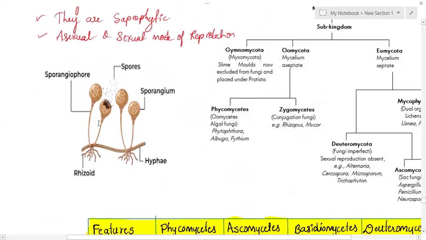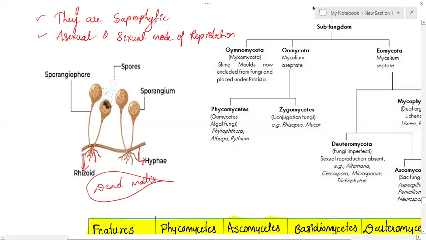And one more thing is there, the sporulation. Okay, so this is the hyphae. Can you see here? This is the hyphae, this is the rhizoid, where it will attach to the other organism. For example, here dead matter is there. Consider this is a leaf, a dead leaf. Okay, it will attach to the dead matter or dead leaf with the help of this rhizoid.